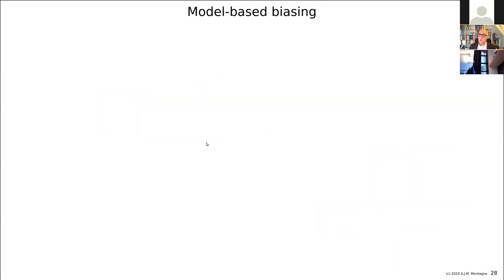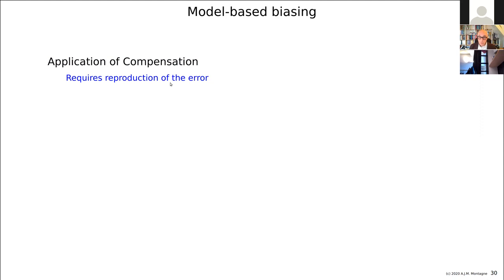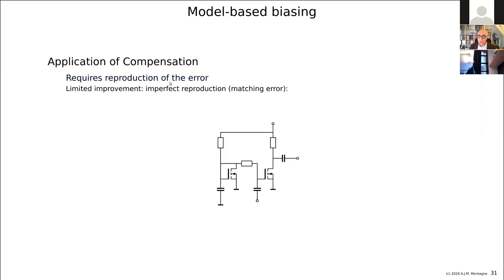Let's go to the model-based biasing. That was another keyword. Model-based biasing is basically the same as compensation. So if you see compensation, basically because you reproduce an error somewhere with compensation, you use a model for that. And so the application of compensation requires reproduction of an error. So if we don't reproduce it correctly, then there will be another error left, and it has limited improvement due to that.